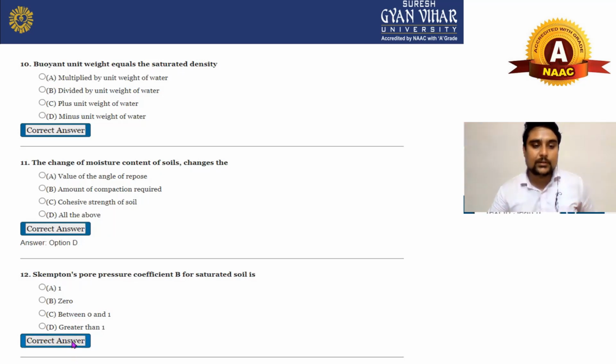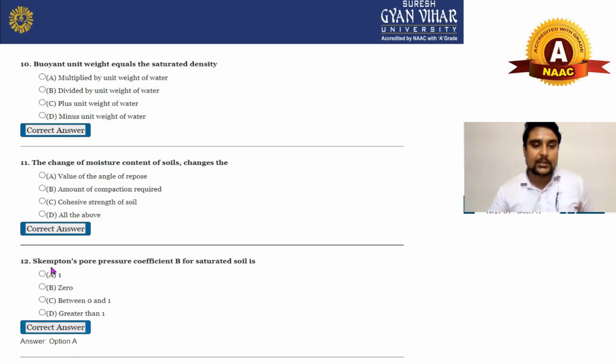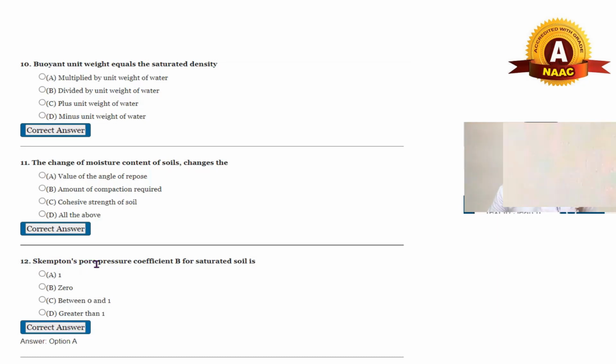Let's come on the next question. Skempton's pore pressure coefficient B in saturated soil is. Options are given here: 1, 0, between 0 and 1. D is given here, which is greater than 1, and here right answer will be A. It will be equal to 1.